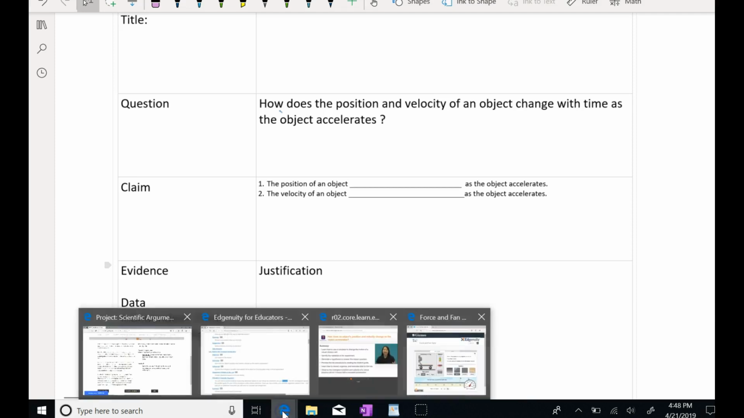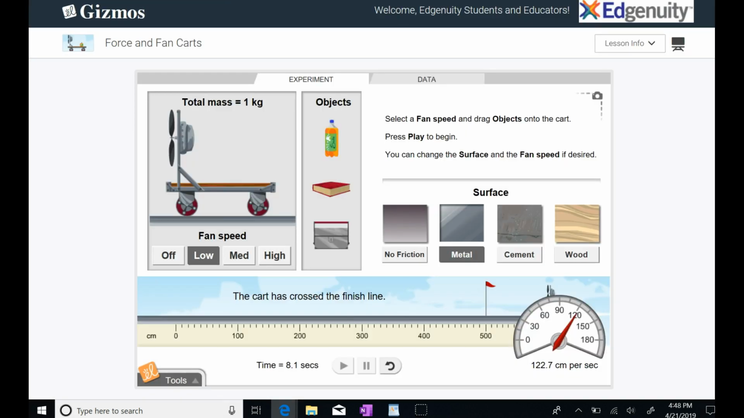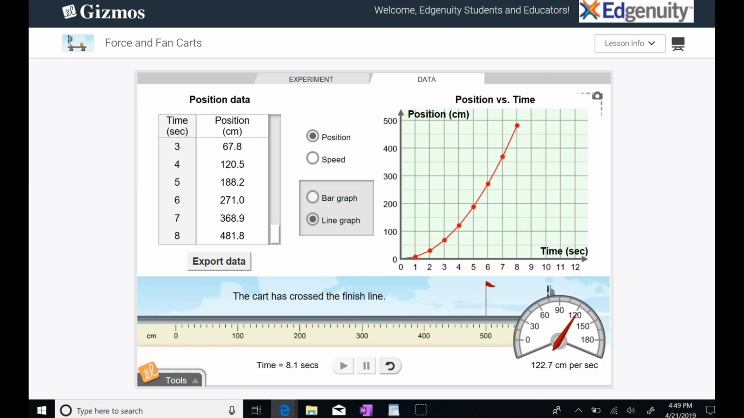So if you go back to your simulation, this is the gizmo that you are using to collect the data. So I set the fan speed at low, and I'm going to run the simulation and collect the data. So we always want to organize the data into tables. And if you look at this, there is already the data that is organized into tables. So if you want position time data, there is your position time data, and there's already a graph right there.